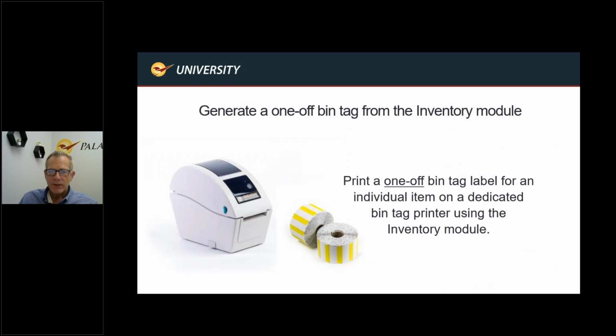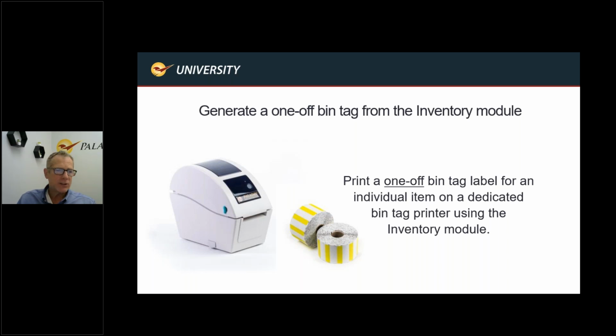Now, we've discussed so far how to generate a batch file and push it out onto full sheet labels using Microsoft Access. We've also seen how we can quickly and easily generate batch bin tags on a dedicated label printer that are printed in whatever sort order you want as well. And it goes directly to a printer instead of a file.